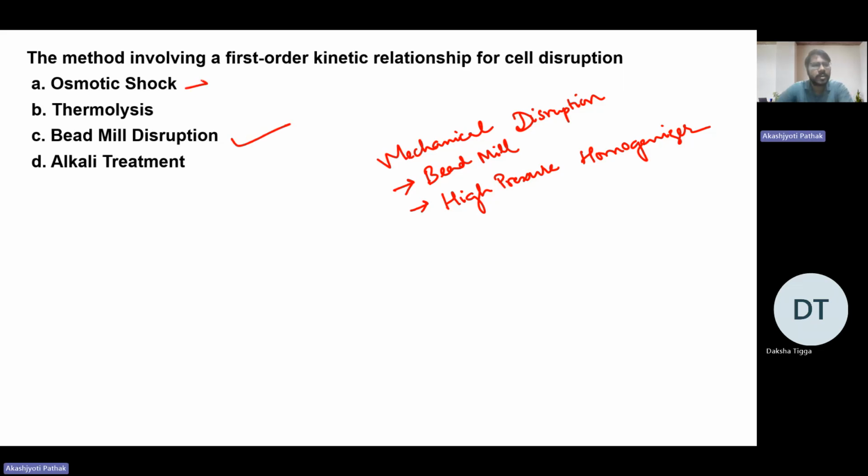So osmotic shock is what? Osmotic shock is a physical method. Thermolysis is also a physical method of cell disruption. Alkaline treatment is a chemical method of cell disruption. The mechanical methods of cell disruption usually follow first order reaction kinetics.